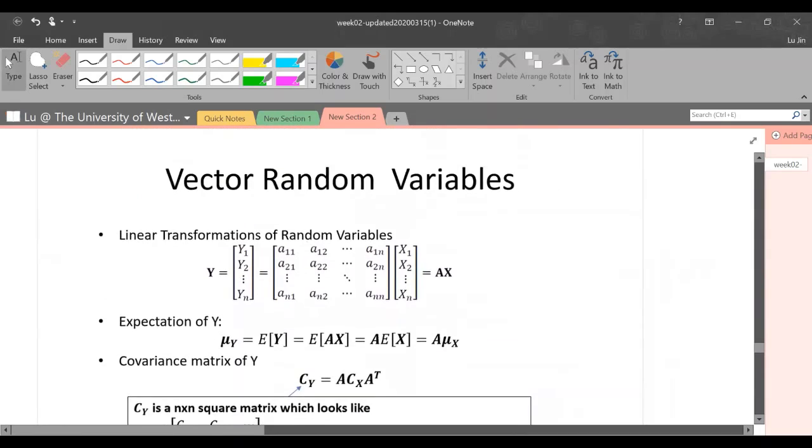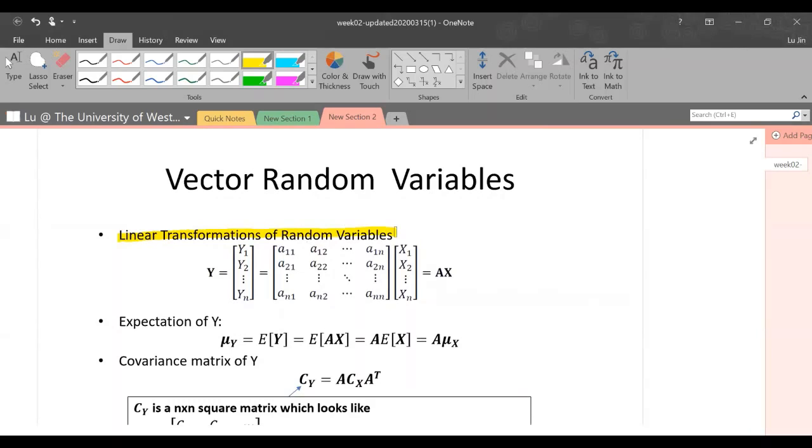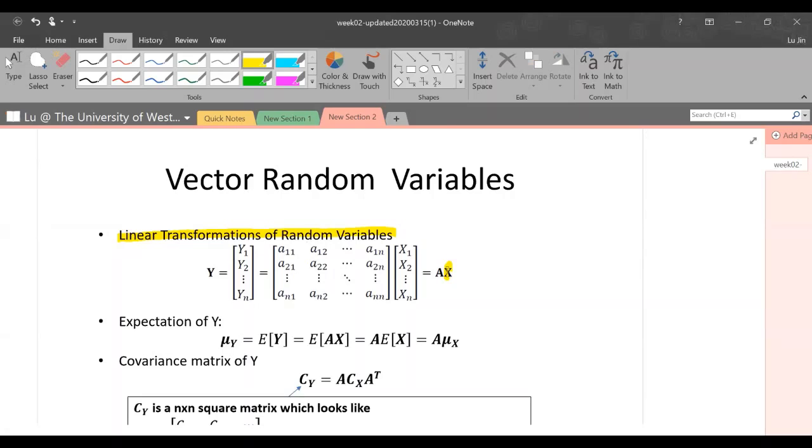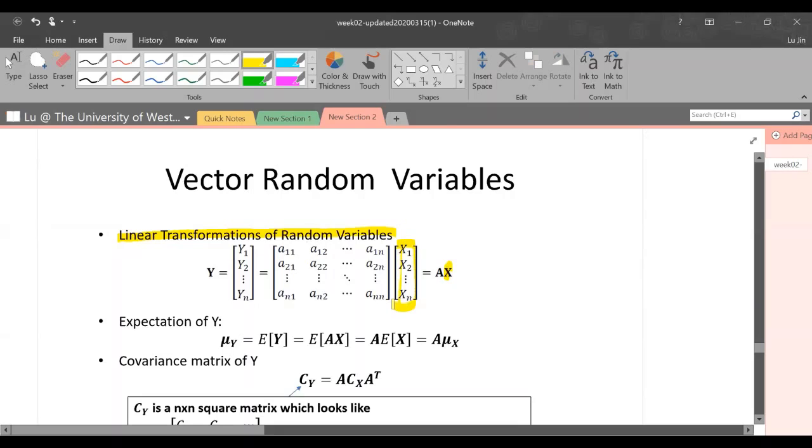Another important topic: the linear transformation of the random variable vector. In this case, we have one x vector of random variables. This is again a column vector which consists of x1, x2 until xn. So we have n random variables within this x vector.